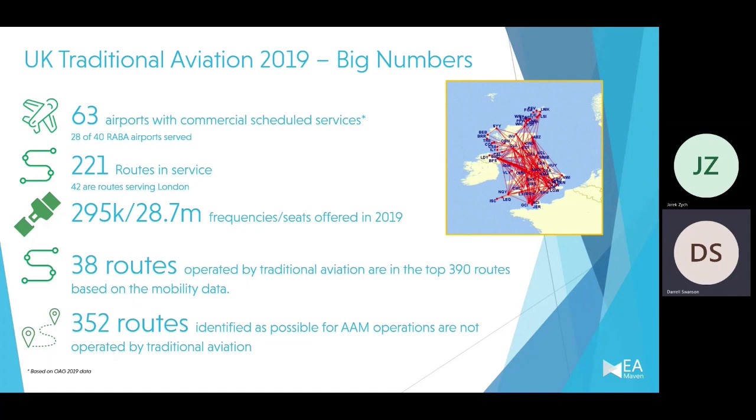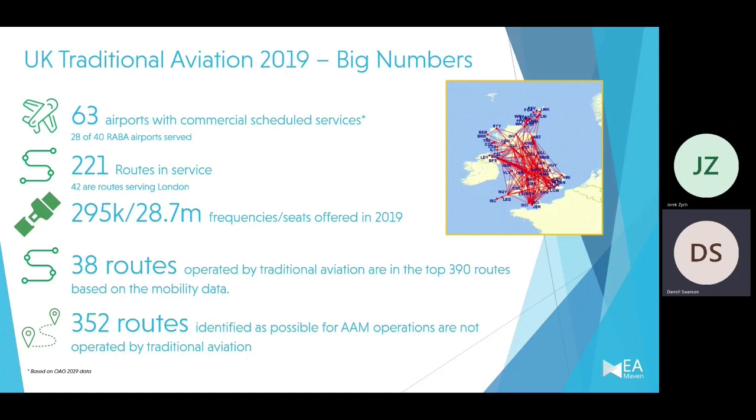And you can see the number of frequencies and seats offered. But interestingly, only 38 routes were crossing over between the 390 routes that we've identified just from these RABA airports. So that means that we've identified 352 unique routes for AAM operations that are not operated by traditional aviation. And it's worth saying that on many of those routes, we're seeing in excess of 5,000 and 10,000 passengers or travelers traveling on those routes on a weekly basis.